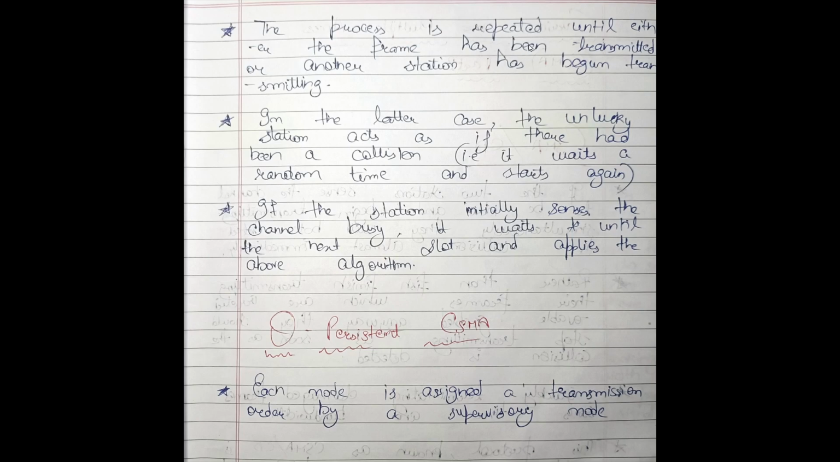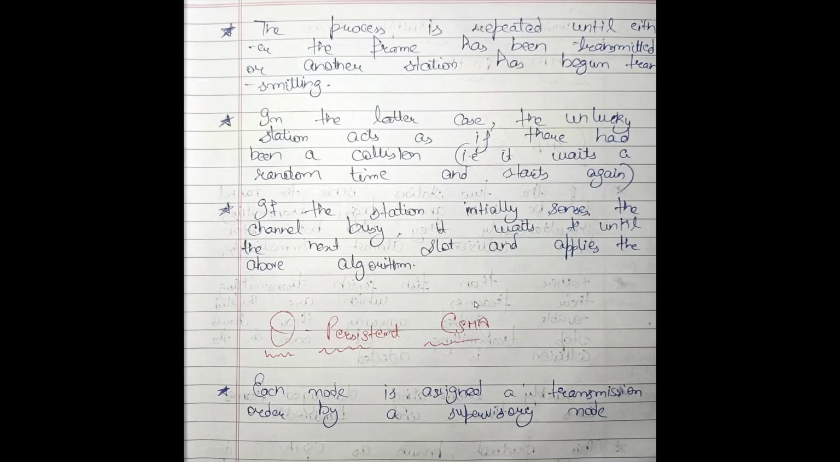The process is repeated until either the frame has been transmitted or another station has begun transmitting. So if another station begins transmitting, it won't be sending its own frame now. Okay. In the latter case, the unlucky station acts as if there had been a collision. That is, it waits a random time and starts again. If the station initially senses the channel busy, it waits until the next slot and applies the above algorithm. This was P persistent CSMA.